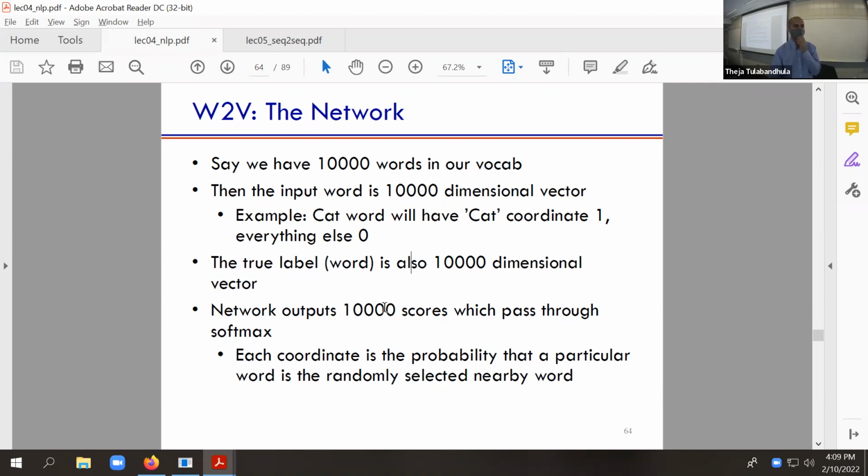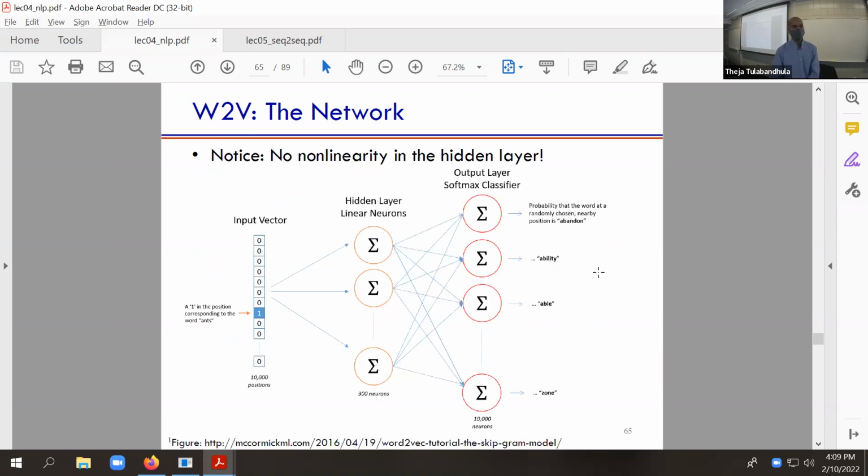So what the network produces is 10,000 numbers, scores or normalized scores or probabilities, and each coordinate is the probability that that word is the randomly selected nearby word. So that's what it's doing. We'll take an example word pair and think about it in the next slide, but let's look at the network architecture.